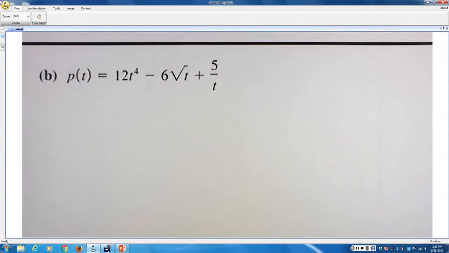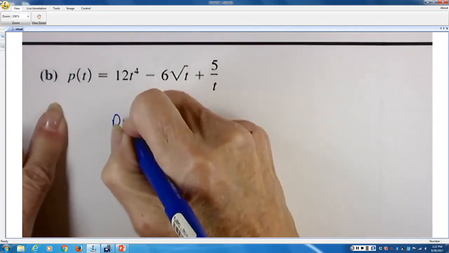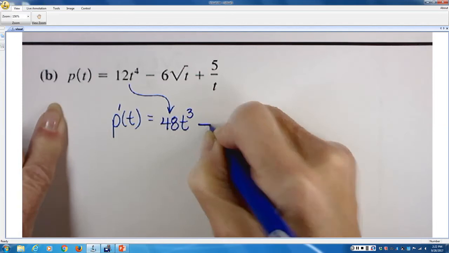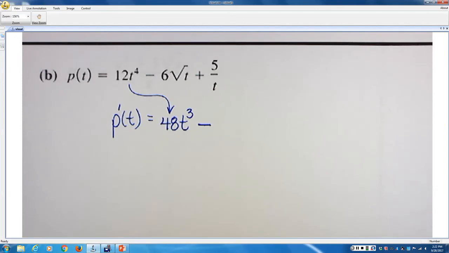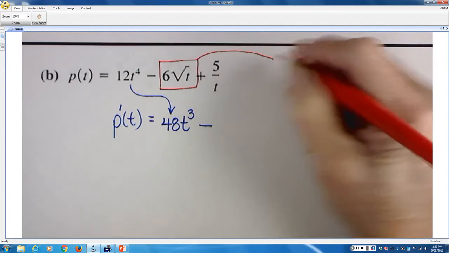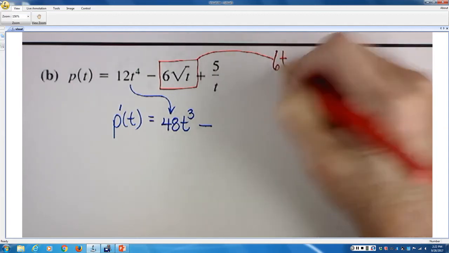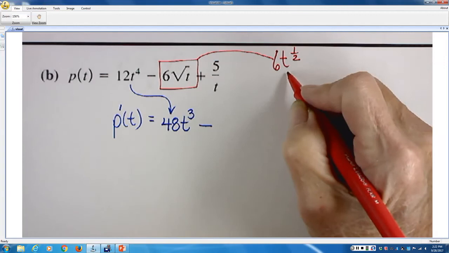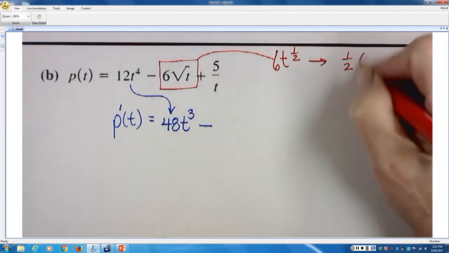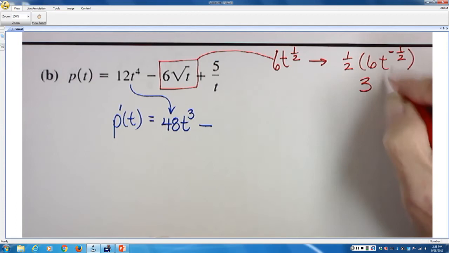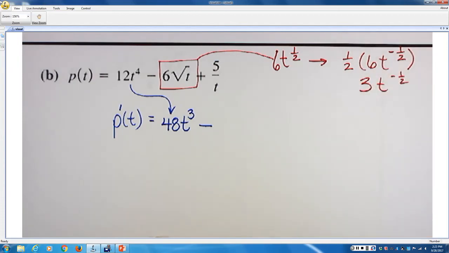Help me rewrite this. Okay, that's the first part. How in the world am I going to get the derivative of 6 times the square root of t? And remembering that that's equivalent to 6t to the 1/2. Don't get too excited about doing all these in your head because it will trip you up sometimes. If it's 6t to the 1/2, then the derivative is 1/2 times 6t to the negative 1/2, because 1/2 minus 1 is negative 1/2. So that makes it 3t to the negative 1/2. Okay?